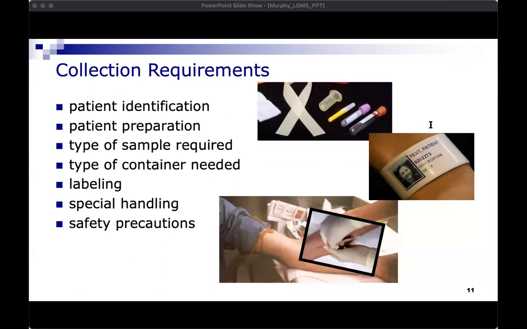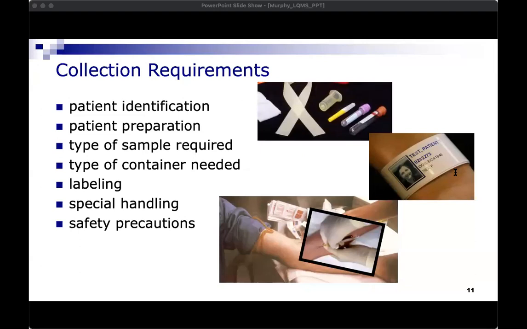And then any special handling that might be necessary, such as, does the sample need to be put on ice? Does it need to be protected from light? How long are you expecting to receive it in the lab? Any of those special handling instructions should be clearly written down. And then also safety precautions, of course.